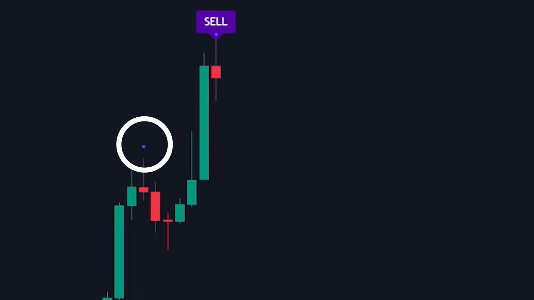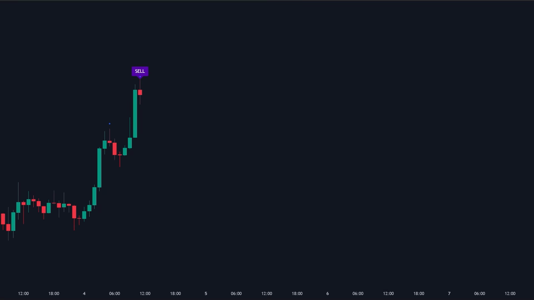Past entry points. See those dots on your chart? They're not random. Every dot marks where the signal used to be before it moved. And this is important. It's not the indicator repainting history. It's the indicator telling you this is where you can add to your position.